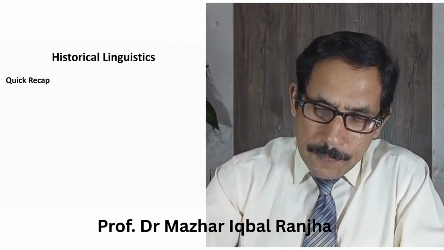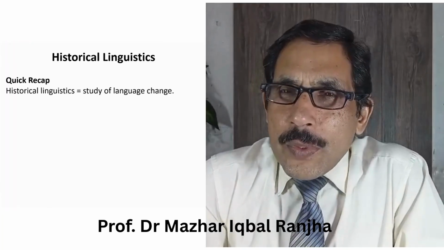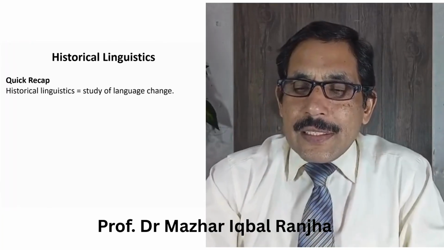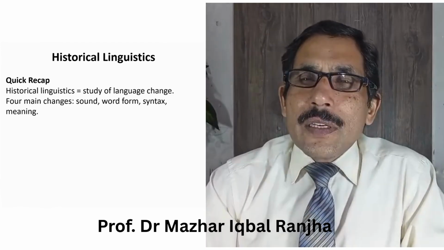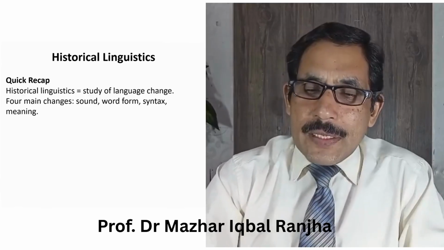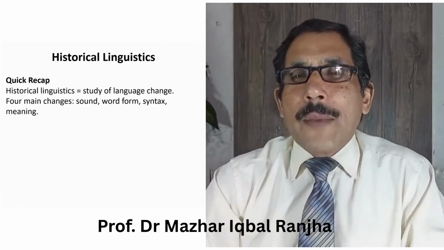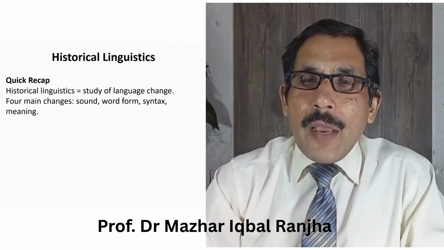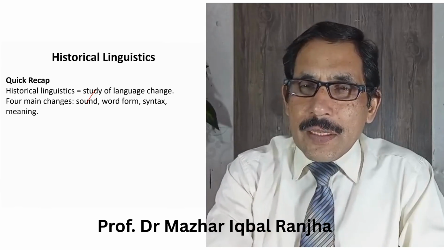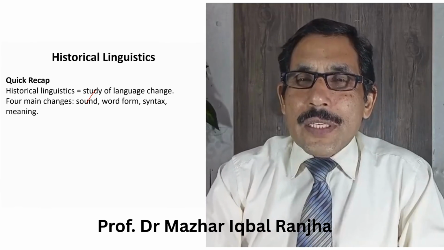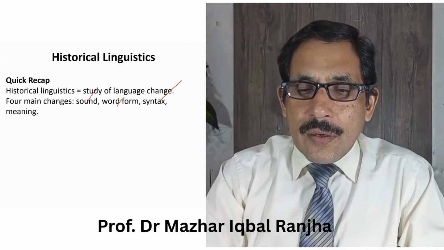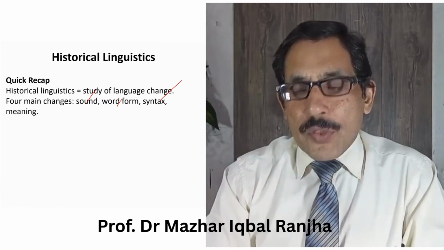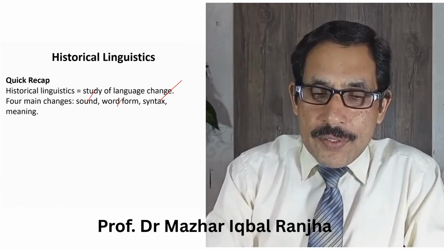If I could recap what we have discussed in this lecture, number one, what is historical linguistics? It is the study of language change. Another thing we discussed is what kind of changes take place. There are mostly four types of changes: changes of sound, how sounds or vowels shift with the passage of time; the structure of word formation; the syntactical structure of sentences; and meanings.